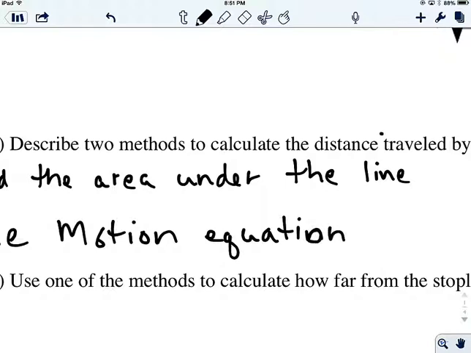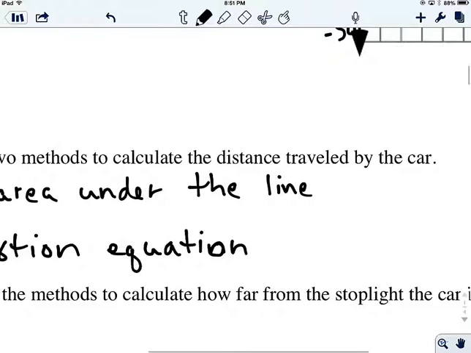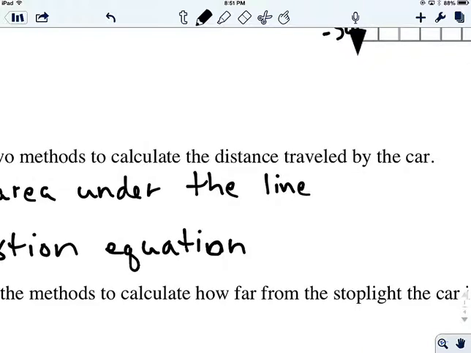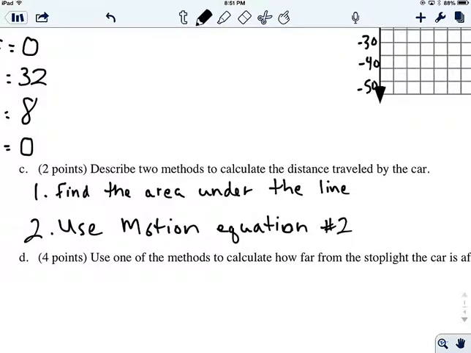Look at that spelling. Number 2. All right, so that's up on the board. Now the tip-off for motion equation number 2 is that it has delta x in there. So for both of these, we're trying to find delta x.